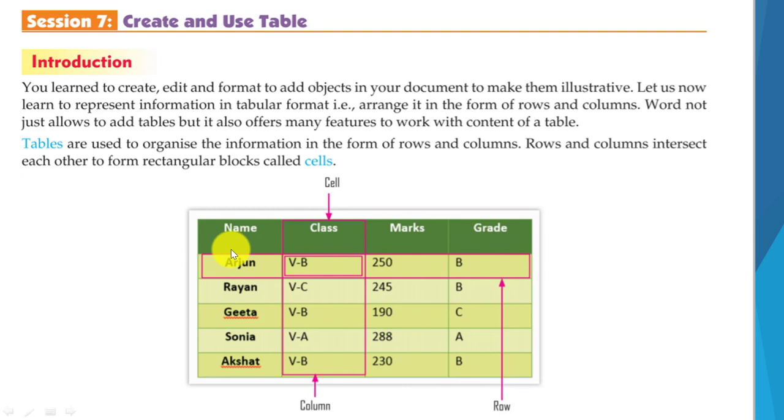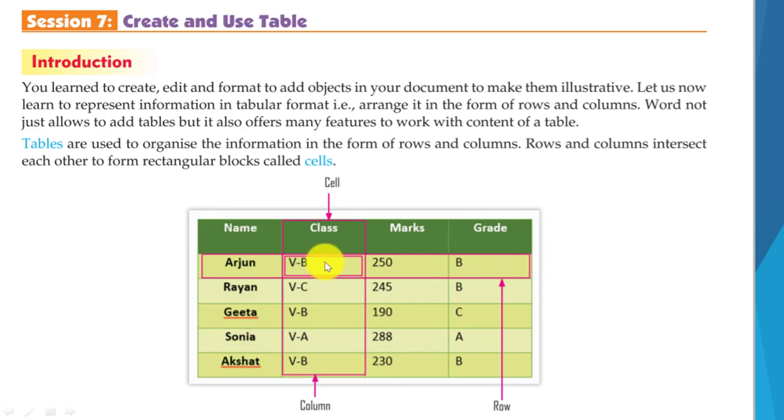What do you mean by tables? Tables are nothing but a combination of rows and columns. Tables are used to organize the information in the form of rows and columns. Rows and columns intersect each other to form rectangular blocks called cells. Here you can see where row and column intersect, it makes a box. We will not say it's a rectangle, it's not a square, it's not a box. We say it a cell.